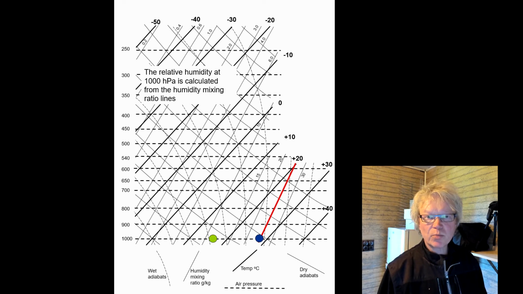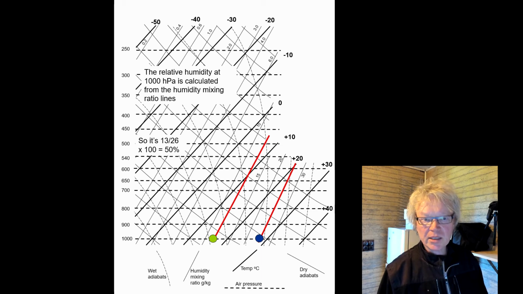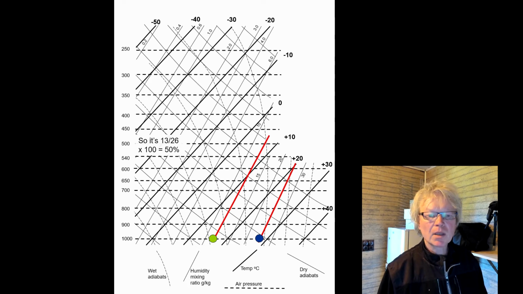26 grams of moisture per kilogram of air. That's the maximum amount of moisture that air can hold at sea level. The actual amount, as we've measured with our weather balloon, is 13 grams of moisture per kilogram. So the relative humidity is 13 divided by 26 times 100. So we have relative humidity of 50%. Okay, that's good. Now, let's remove that.